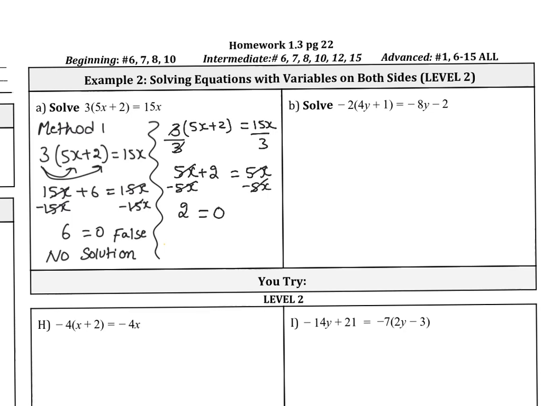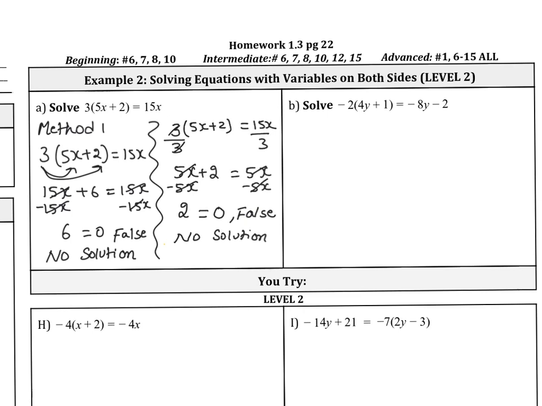Again we are going to see if 2 equals 0 is true or false. So 2 is not equal to 0, so we are going to say this is a false result. It's not true, so it's going to give you no solution.